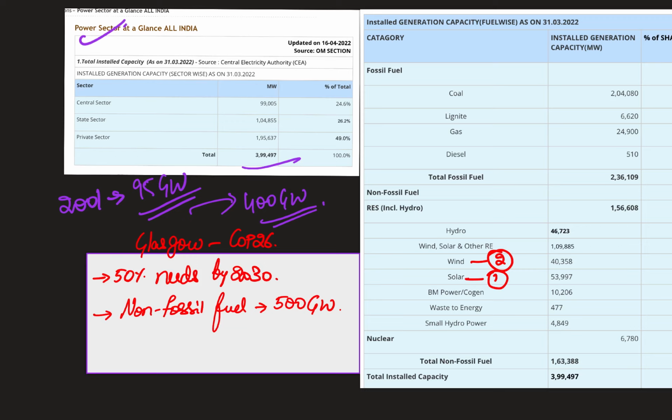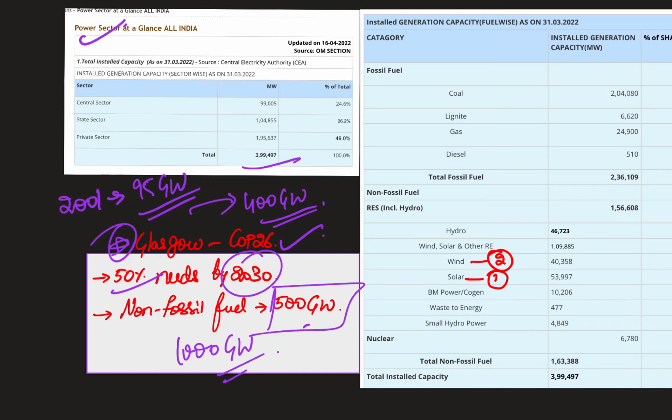But that is not sufficient. If you take a look at the Panchamrit strategy, or the commitments that India made towards the environment at COP26, the Glasgow summit, it is that by 2030, India would be meeting 50% of its needs through renewable energy. And that 50% constitutes 500 gigawatts. So we are almost on the path to reach 1000 gigawatts of energy.